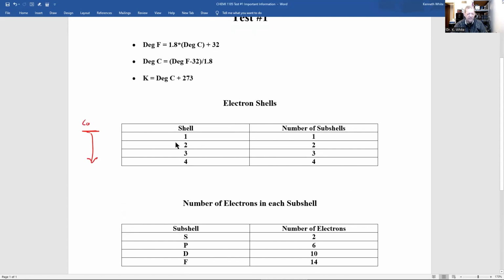This is lowest energy. This is highest. That you have to remember. But in the past, students would have to memorize this table. You do not.